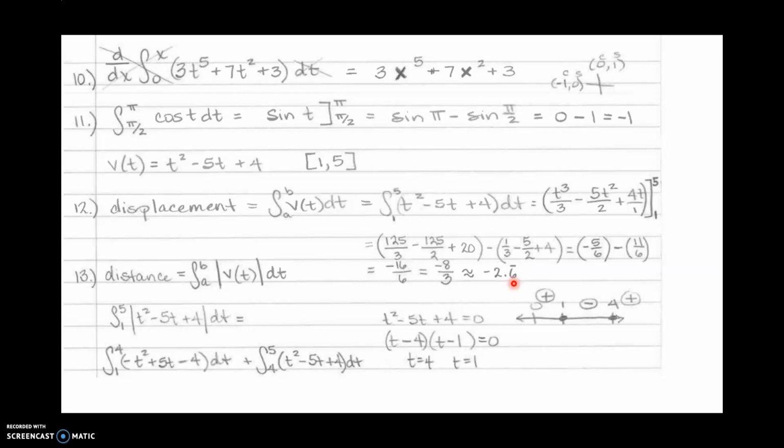Now, distance, on the other hand, is the absolute value of that formula, because distance can't be negative, right? And so here's where that absolute value, writing it as a piecewise and writing it as the separate pieces, is going to come into play. So first off, we need to figure out where our function is positive and negative so we know how to rewrite this. So I'm going to take t squared minus 5t plus 4, and I'm going to factor it and set each of my factors equal to 0.